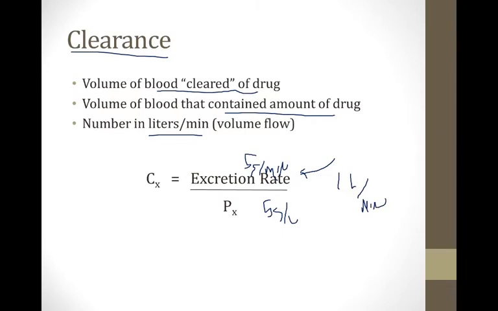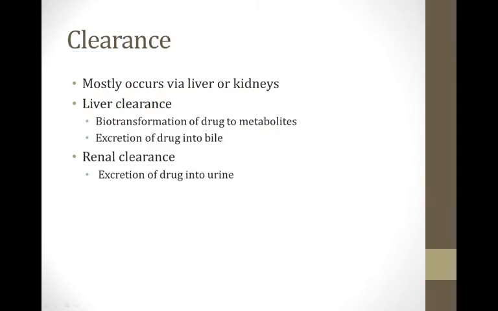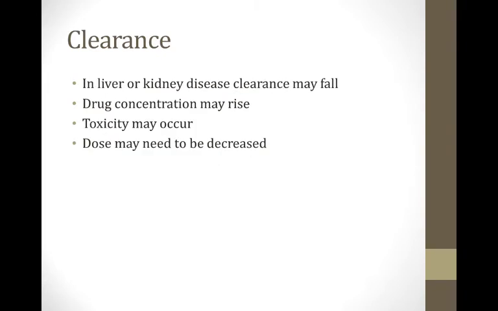Clearance of drugs mostly occurs via the liver or the kidneys. The liver clears drugs in 2 ways. It can biotransform the drug into metabolites, and I talk about this in one of the other modules. It also can excrete drugs directly into the bile, and then they go out in the GI tract stool. And then the kidneys can clear a drug by secreting it or filtering it and excreting the drug into the urine.